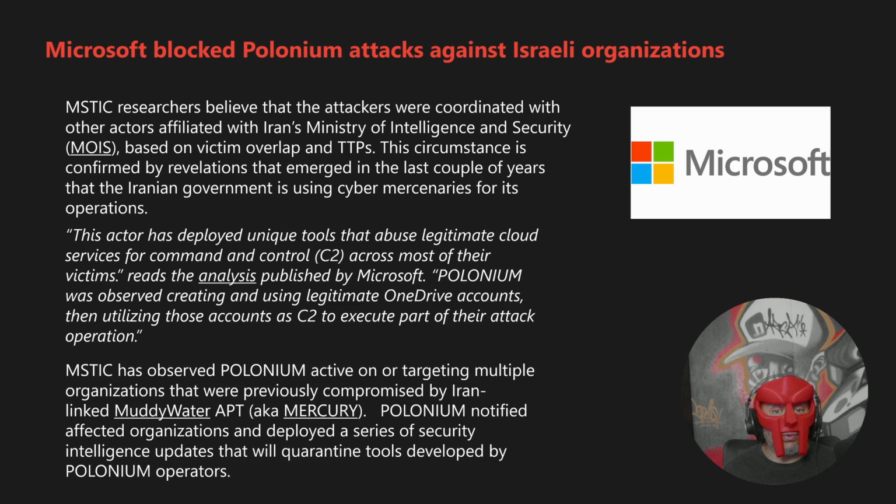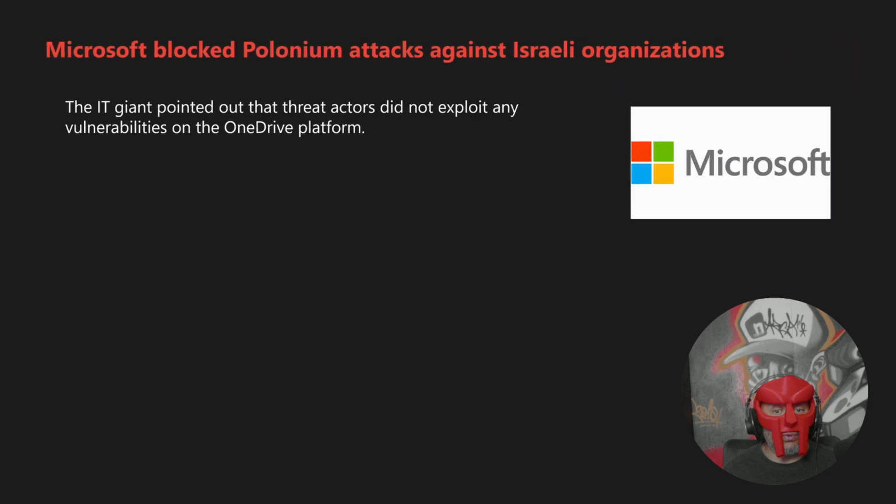MSTIC has observed Polonium active on or targeting multiple organizations that were previously compromised by the Iran-linked MuddyWater APT, aka Mercury. Microsoft notified affected organizations and deployed a series of security intelligence updates that will quarantine tools developed by Polonium operators. I actually should say Microsoft notified affected organizations, not Polonium. The IT giant pointed out that threat actors did not exploit any vulnerabilities on the OneDrive platform.